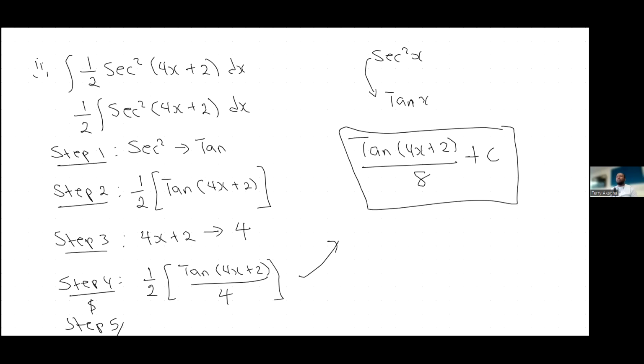Let me just add one more example before I give you some exercises to try. So let's assume we have this question here. We're meant to integrate 6 sec squared 2x with respect to dx. So like I always say, you bring out the constant. It's going to be 6 integral of sec squared 2x.